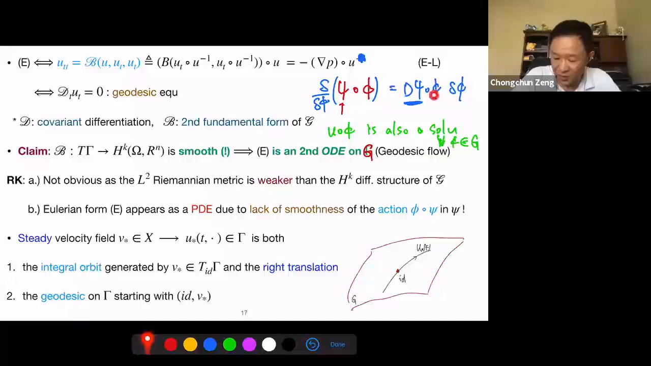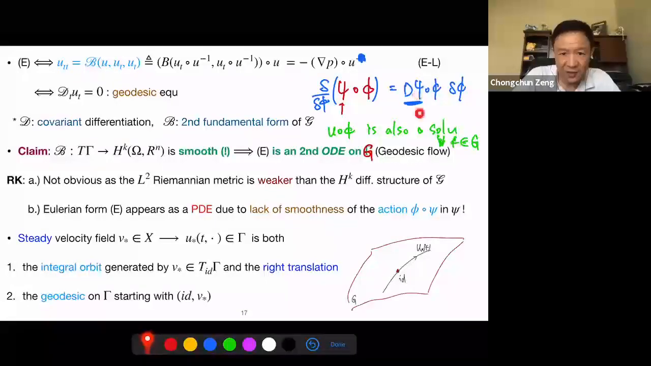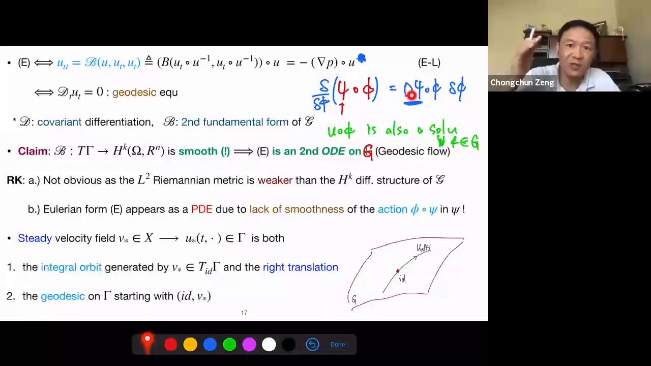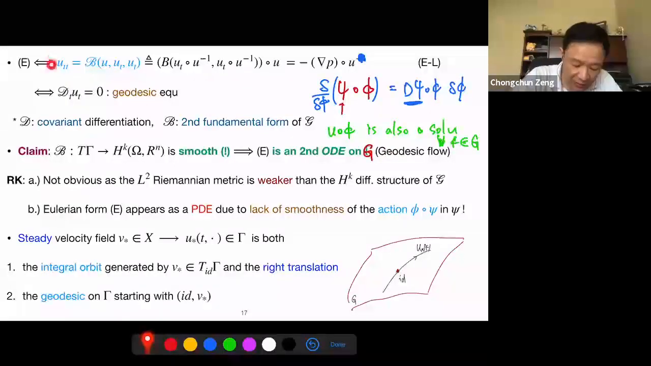So due to this loss of derivative, conceptually, the Euler equation, from a second order in time ODE on the tangent bundle of the Lie group, when it's reduced by the symmetry action to the Lie algebra of the configuration space at the identity, becomes a PDE in the Eulerian formulation. Okay, and then come back. But this Lagrangian formulation right now works very well. So it reduces a lot of complication with the smoothness of the second fundamental form.